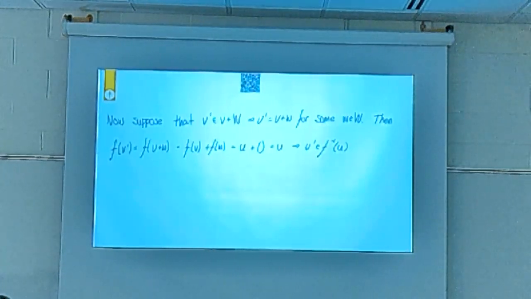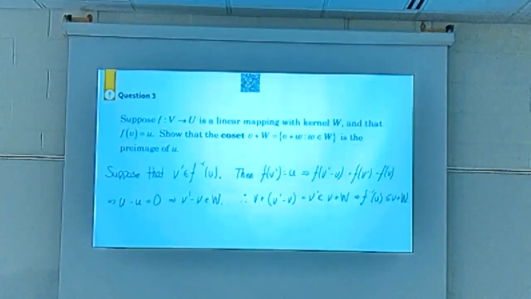Which means that V prime is in the pre-image of U. Right? It's a pre-image of U. Sorry, not W. Which means that the pre-image of U is a subset of the coset. So look what we just did. Wait, sorry, I did that the wrong way, didn't I?